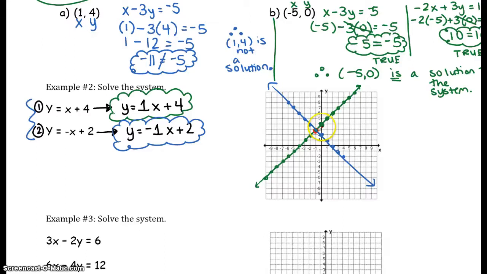Now, a lot of people will leave it like that, but you can't assume that people know where that's located. So we're going to go ahead and find out. Negative 1 over and up 3. So the solution is negative 1 comma 3.